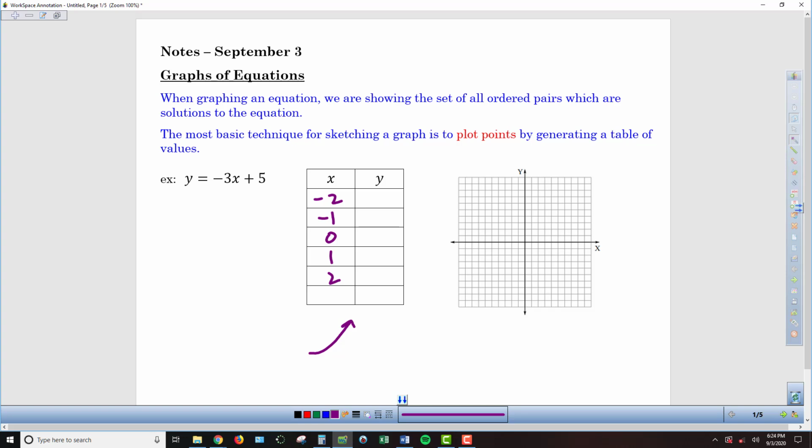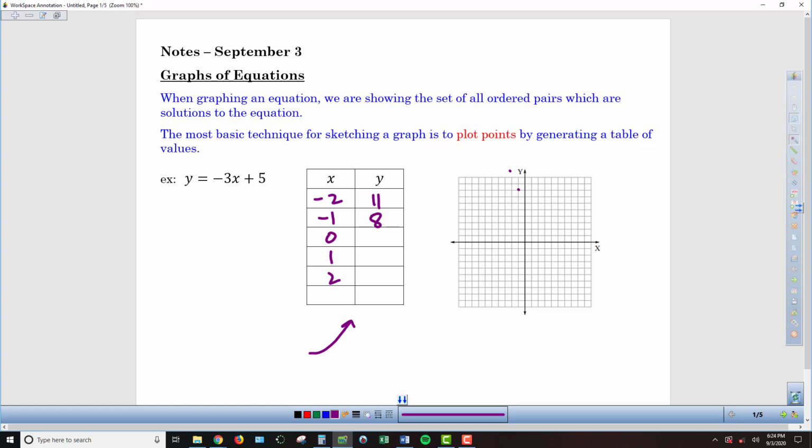So to start off with, we've got -2 for x. So we've got -3 times -2 gives us 6. 6 plus 5 gives us 11. And so then I can go back 2, up 11. So I'm just off my graph here with a dot right up out there. If I plug in -1 for x, we get -3 times -1 is 3, plus 5 gives us 8. So again, we can go ahead and plot that point as well.